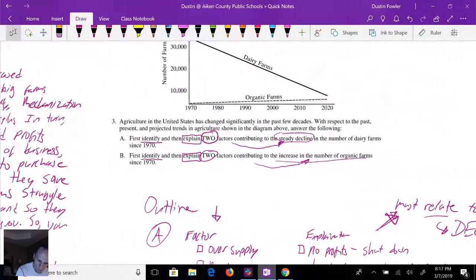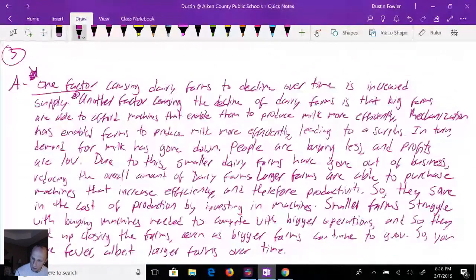Notice that right here, I wrote out one factor. That's my first ID, is increased supply. All right, I'm going to use a different color because I want y'all to. This is actually something y'all can practice. You can do this. Look, when I was reading for the AP exam, I had people do this on their actual AP exam.